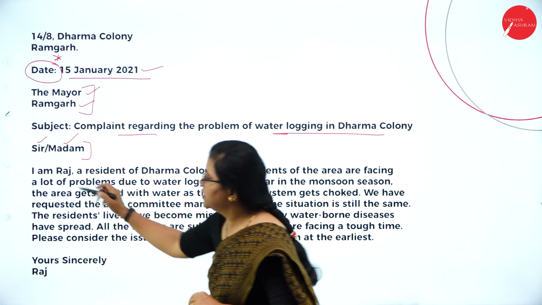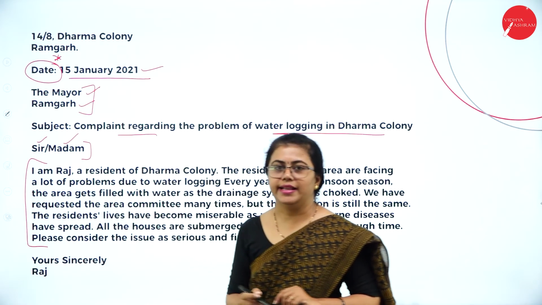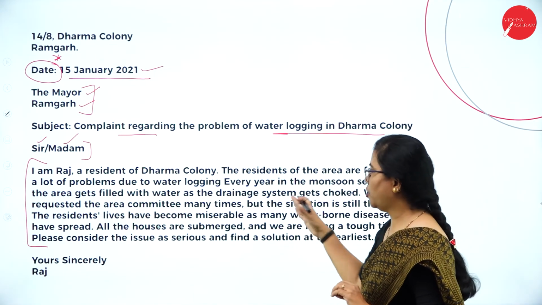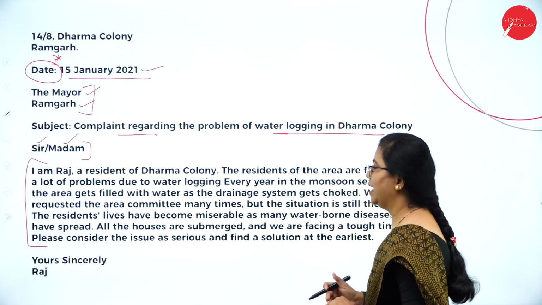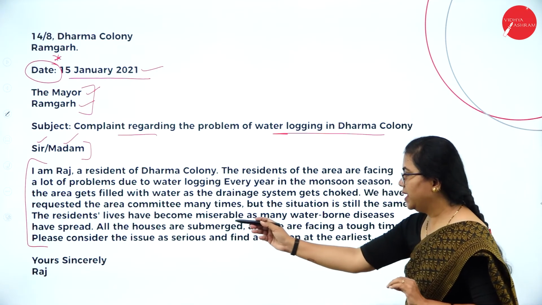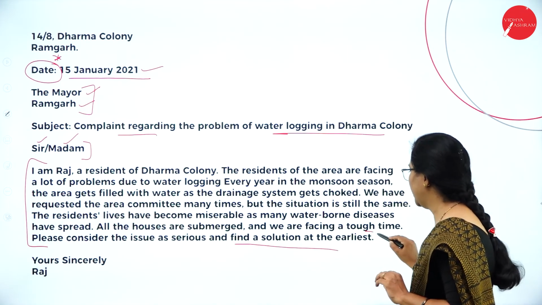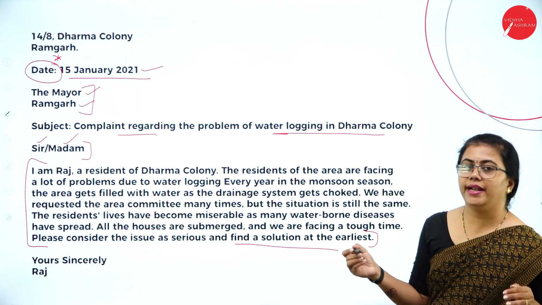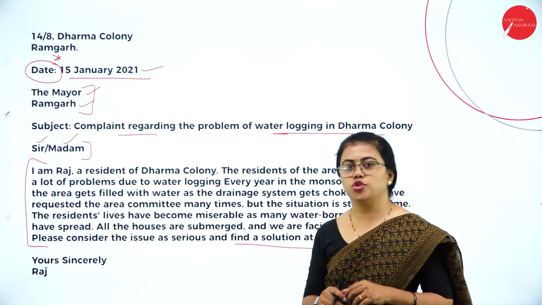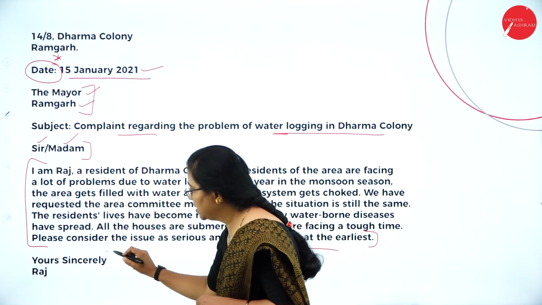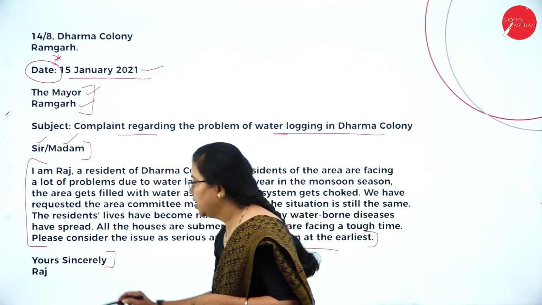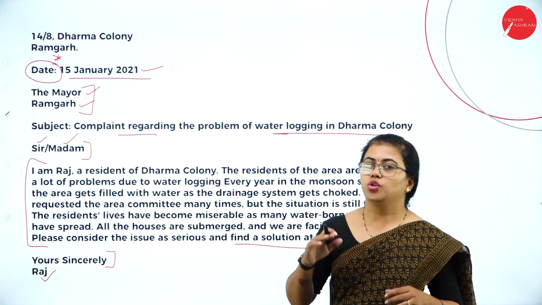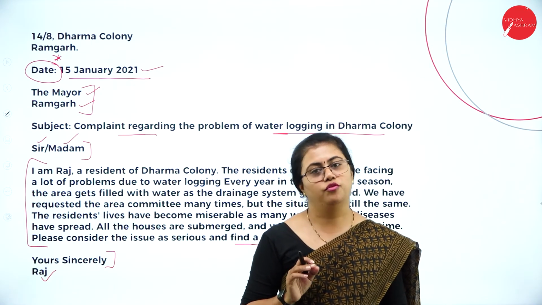Then we have the actual content of the letter. You mention all the problems here to the point, what problems they are facing, and at last we have a complimentary clause: please consider the issue as serious and find out a solution at the earliest. The last line tells that the letter is going to close here. Then we have the complimentary close again, the salutation, and the name of the person who has written the letter. This is the way in which you write a formal letter.